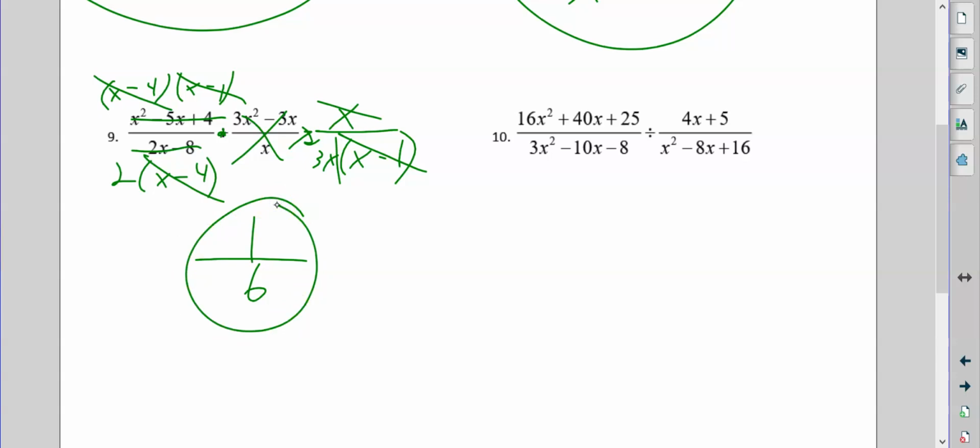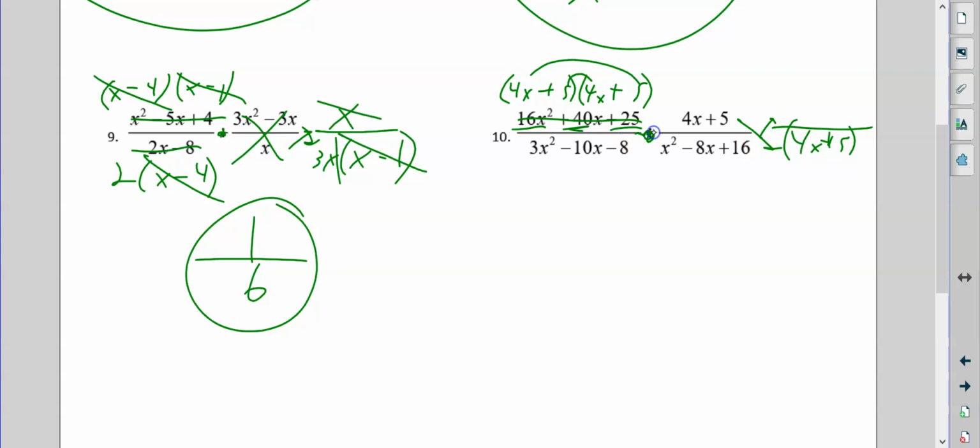Number 10. Kind of a nastier one, more of a challenge one. But this is a perfect square trinomial, like we've had before, just with bigger numbers. Because this is a perfect square and that's a perfect square, all you do is take the square roots of all those, and this tells you it's positive, because we get 20 and 20. This is going to go down here. Look familiar? It should. It's that 4x plus 5. This is going to go up here when we change this to multiplication.